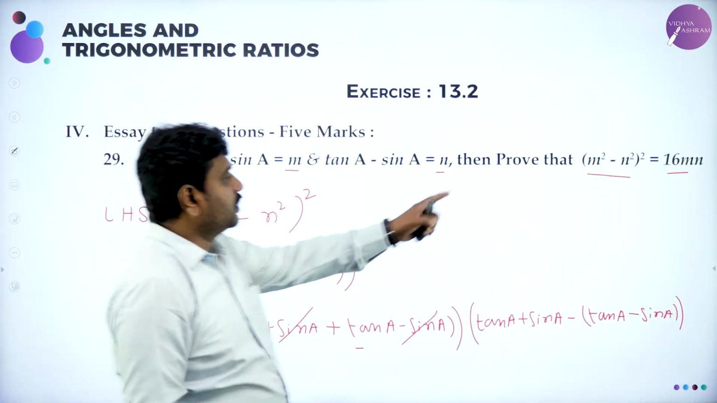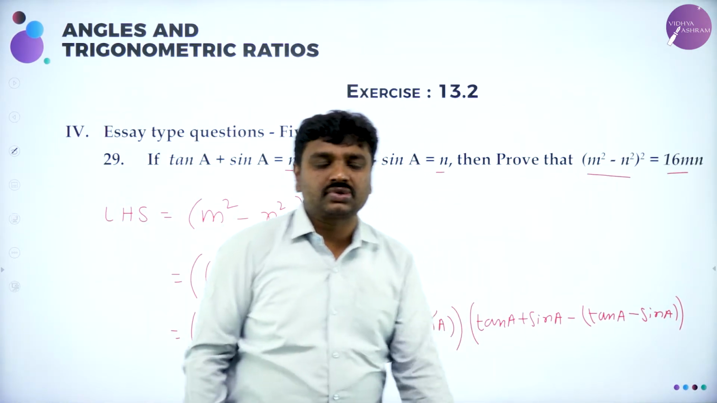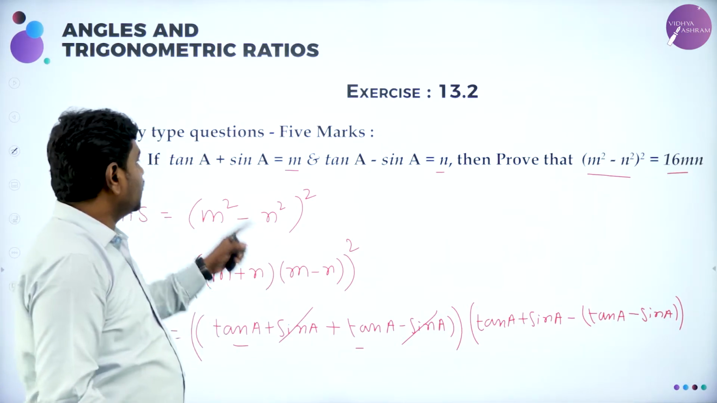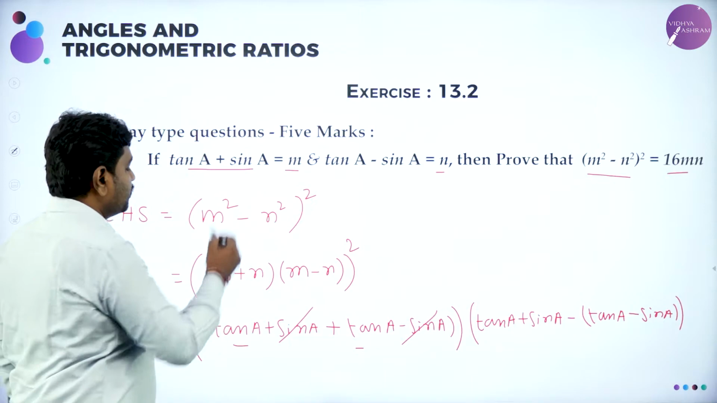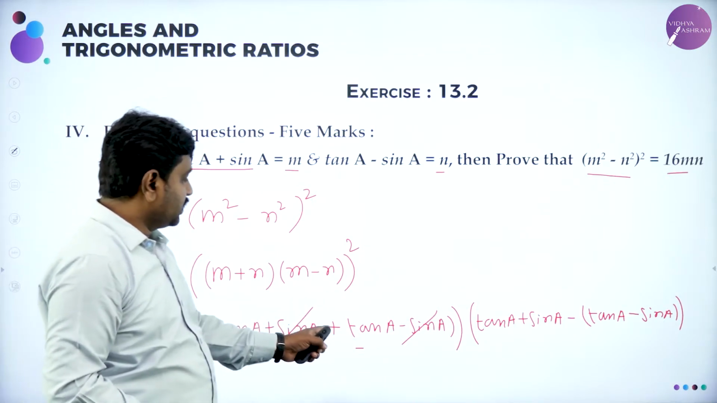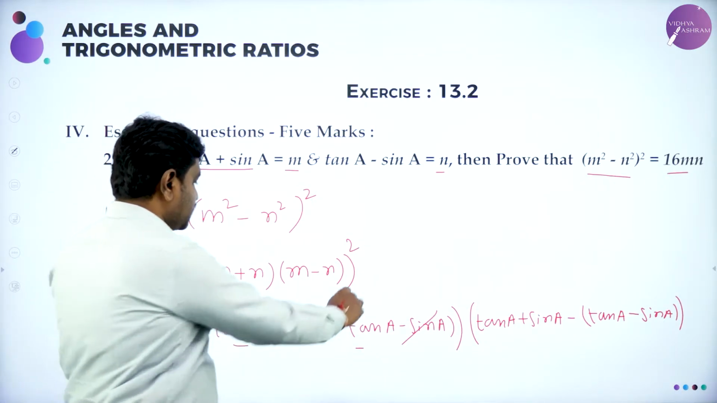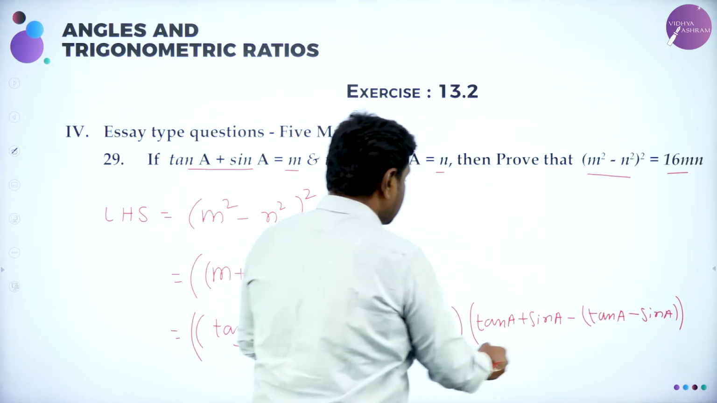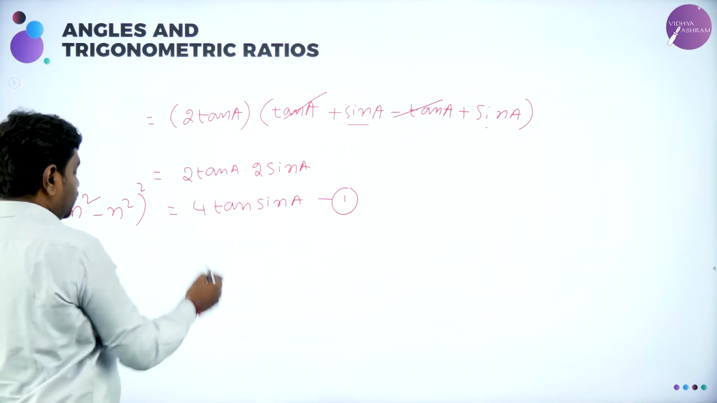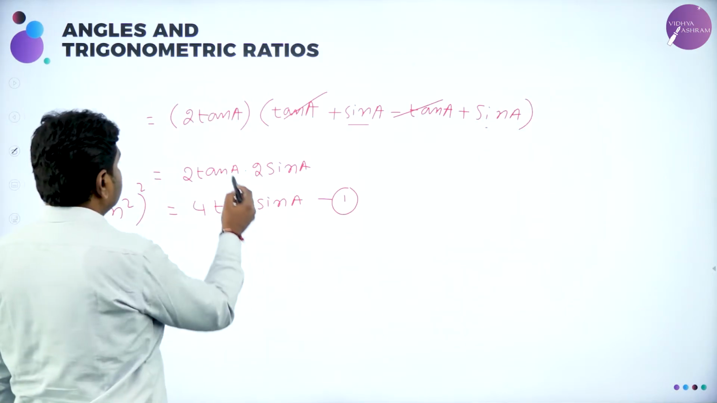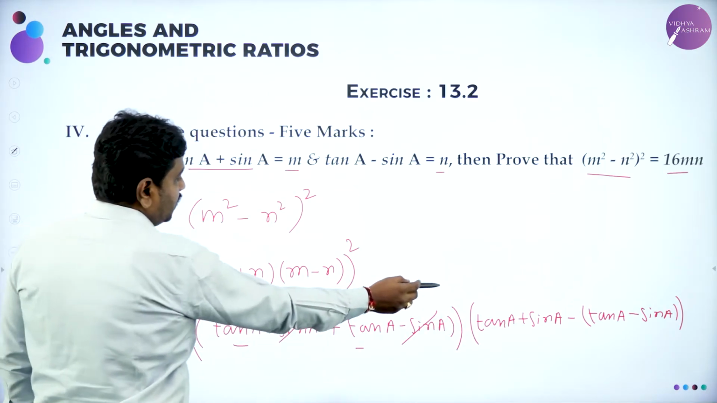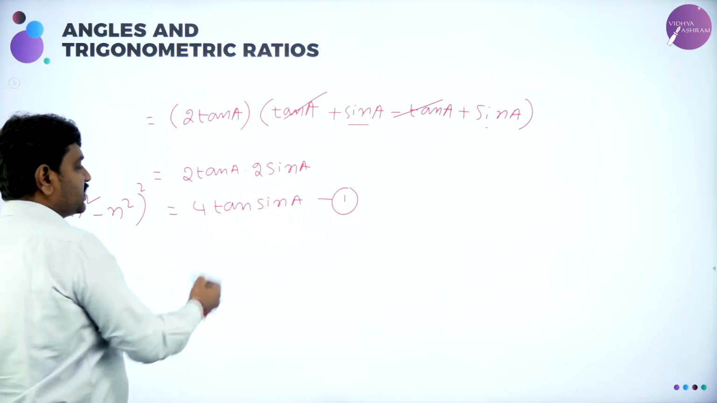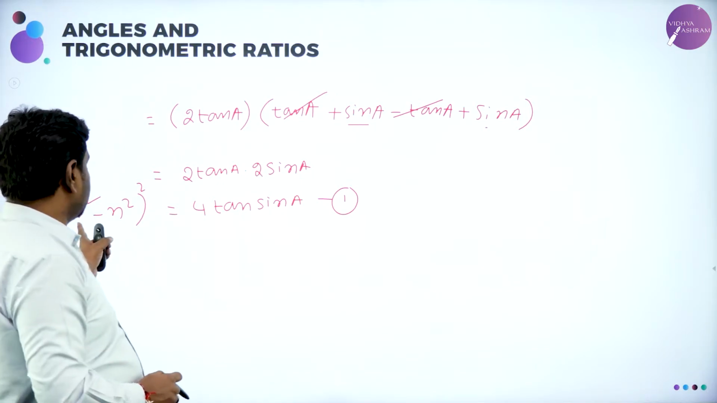So now I took LHS m square minus n square whole square and I simplified. M square minus n square can be written as m plus n into m minus n. In the place of m, substitute the value of m. M is tan a plus sin a plus n is tan a minus sin a. This is m plus n. And tan a plus sin a minus tan a minus sin a. This is m minus n. After simplifying, here sin a cancels, minus sin a cancels, we'll get 2 tan a, and tan a minus tan a cancels, we'll get 2 sin a, 2 2s are 4, 4 tan a sin a. This is your LHS value.